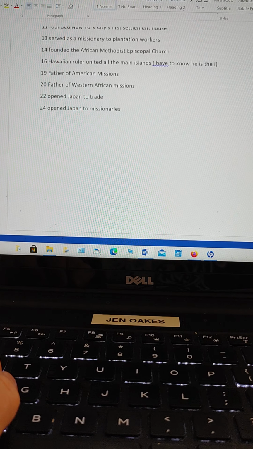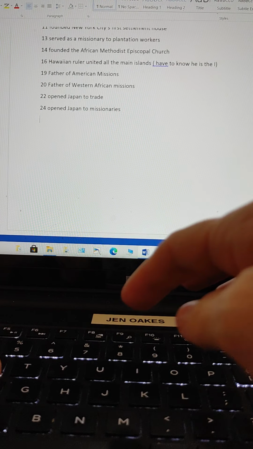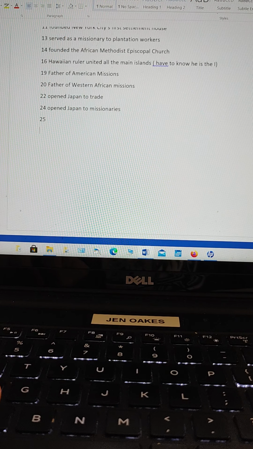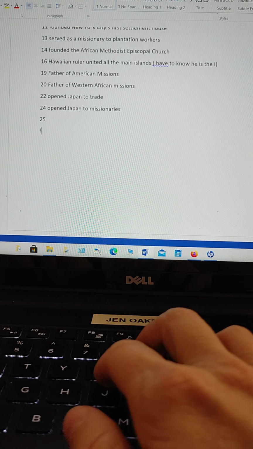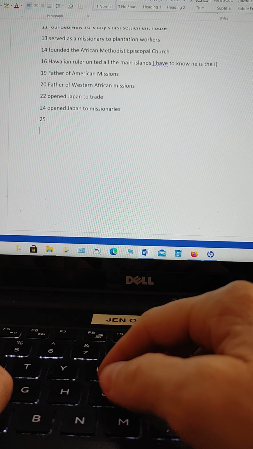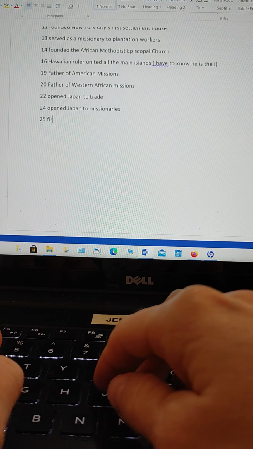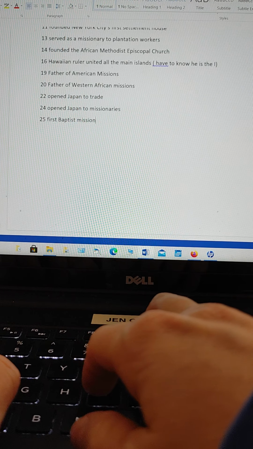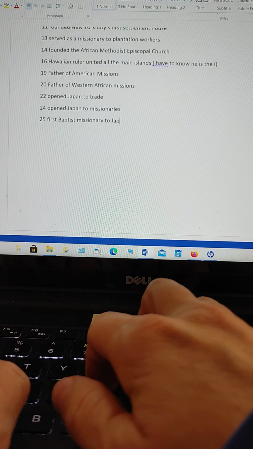And we haven't got to this one yet, but the first Baptist missionary to Japan was Jonathan Goebel. So I know that can be a little bit tricky. You're just going to have to keep those three straight. That's actually the next one, 25. Jonathan Goebel, who was the first Baptist missionary to Japan.